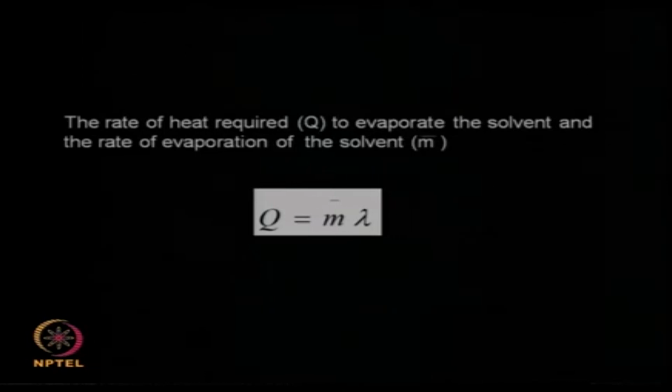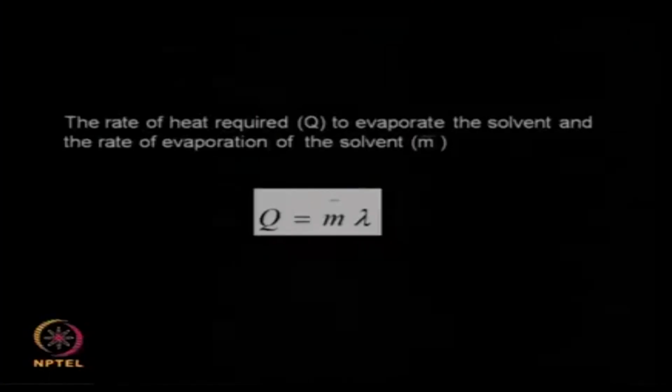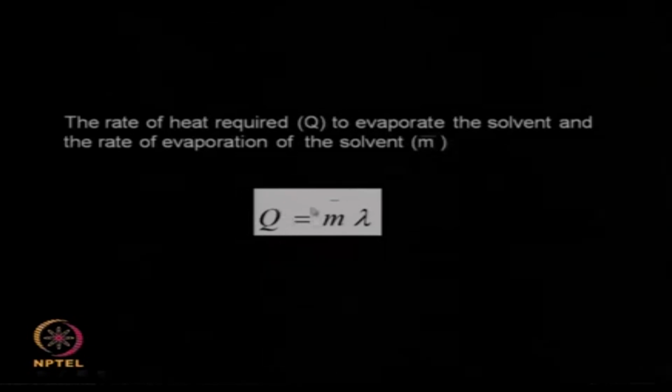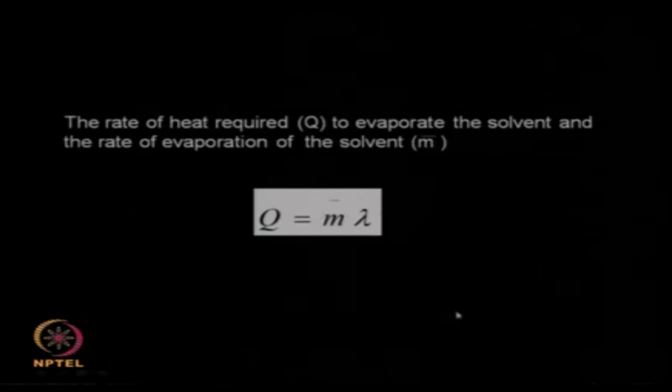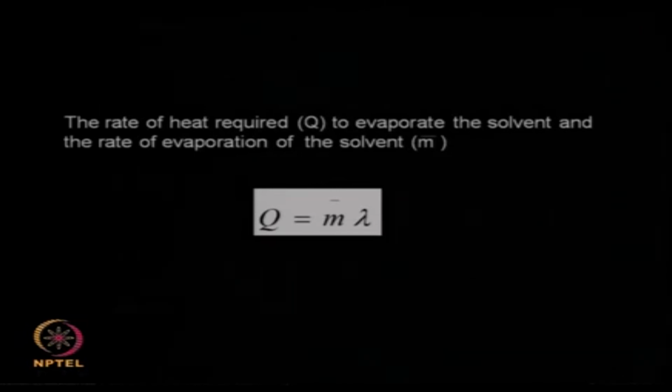So what is the rate of heat required to evaporate a solvent? This is just the heat balance. If you assume that there are no losses, the rate of heat required to evaporate the solvent is lambda, that is the heat of vaporization of the solvent, into m bar, where m bar is the rate of evaporation of the solvent. So if the latent heat of vaporization of the solvent is high, the amount of heat required is also very high. That is why in the previous slides, when we talked about selecting a solvent, we said that it should have a lower boiling point or lower heat of vaporization, so that the amount of heat required is also very low.